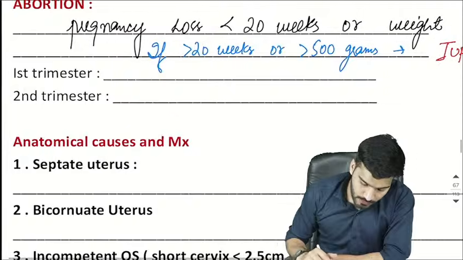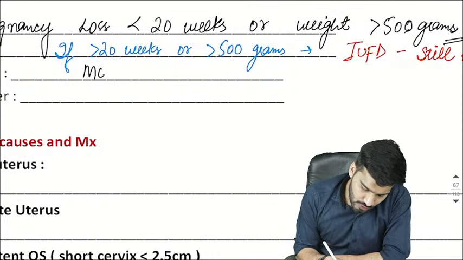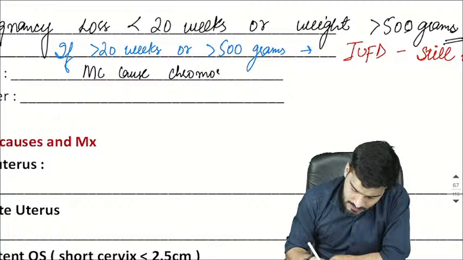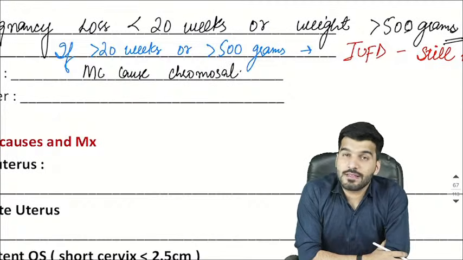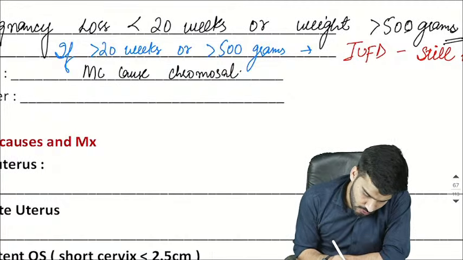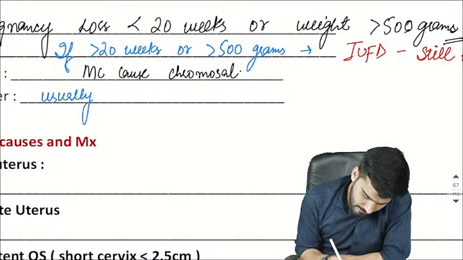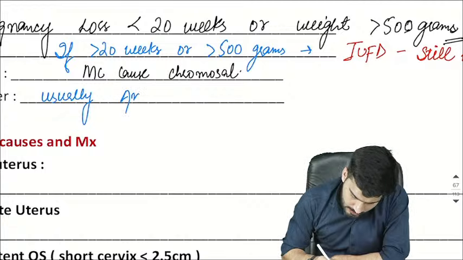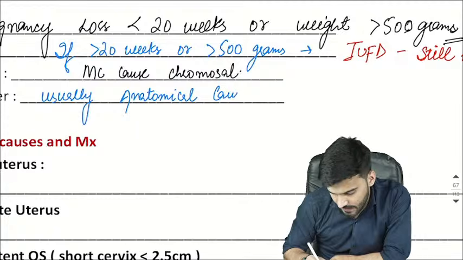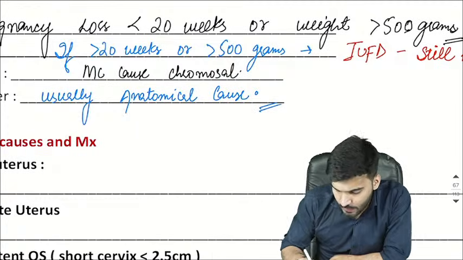Clear? Now in the first trimester, the most common cause is going to be chromosomal. And in the second trimester, the most common cause is usually anatomical, something related to the anatomy.